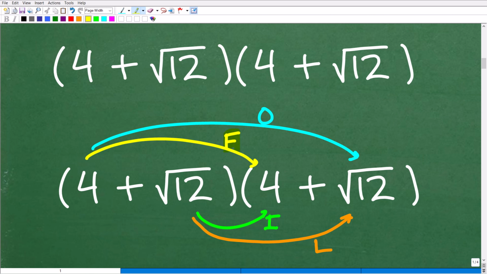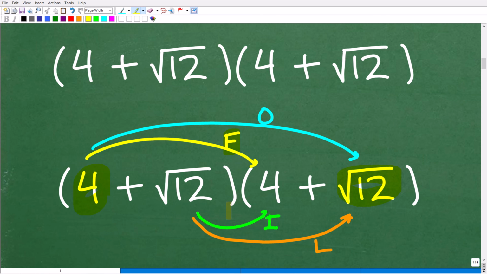So let's start with F. That's our first. So 4, you can see we're going to multiply 4 times 4. These are the first terms of each of these respective binomials. That's the F. Now, the outer is next. That's our O. You can see this blue arc right here. So now it's the outer terms of these two binomials. What are the two outer terms? It's 4 and the square root of 12. So that's the outer.